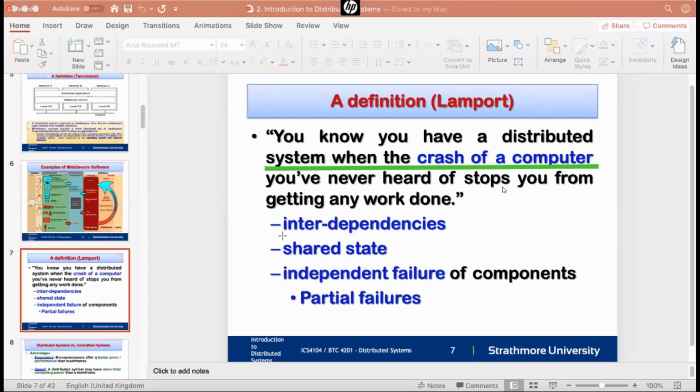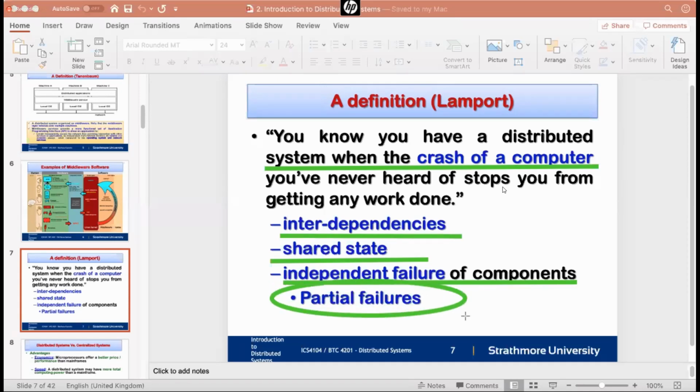So now it simply means you are depending on something: interdependencies. You have a shared state when you're having that interaction. And then, of course, since your computer is still working, you have independent failure of components. Therefore, when you are talking about distributed systems, we also have the concept of partial failures. Lamport put this very clearly: when some things happen somewhere, you might not notice until they have an impact on you.